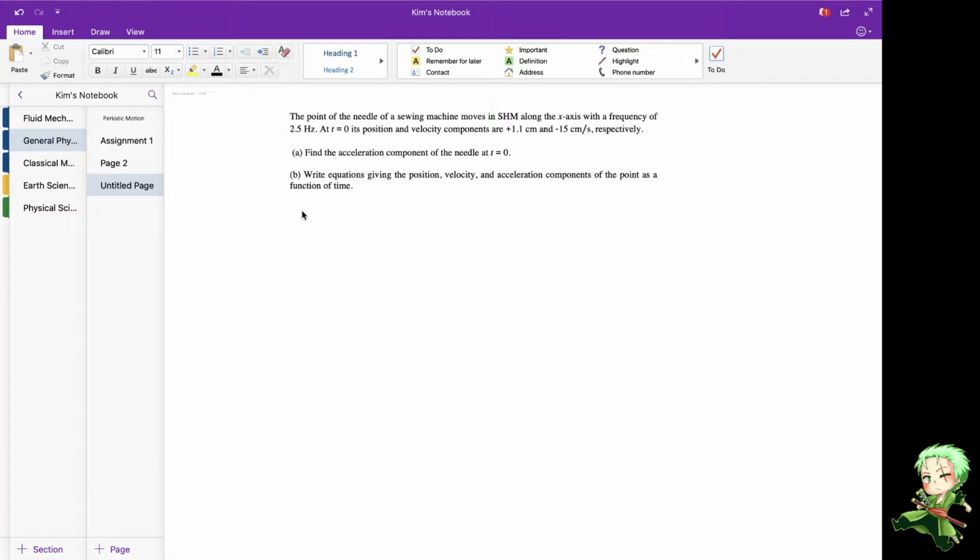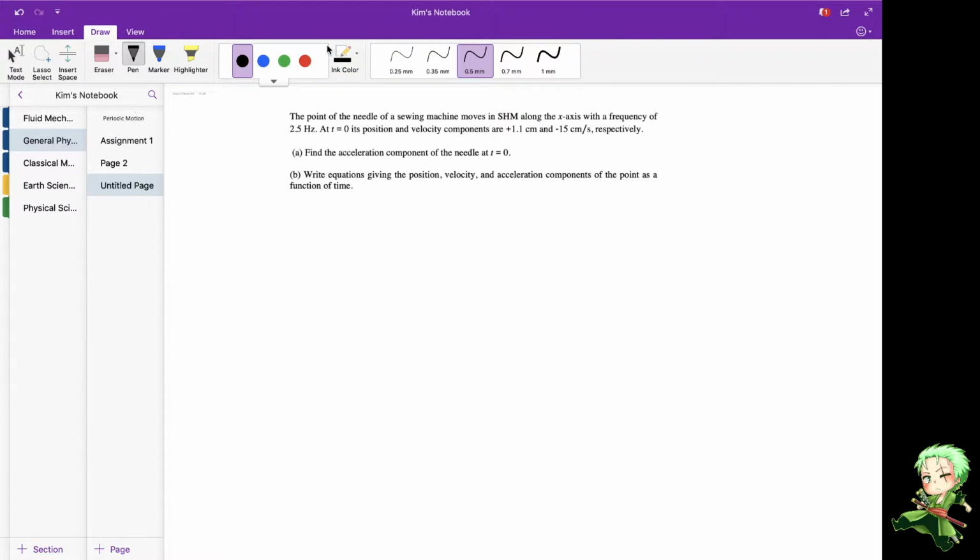So our problem tells us that we have a point of a needle on a sewing machine. It moves in simple harmonic motion along the x-axis. It has a frequency of 2.5 hertz, and at t equals 0, meaning at the initial time, its position is plus 1.1 centimeters, and its velocity component is negative 15 centimeters per second.